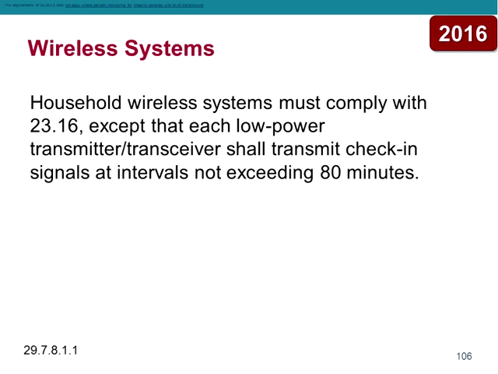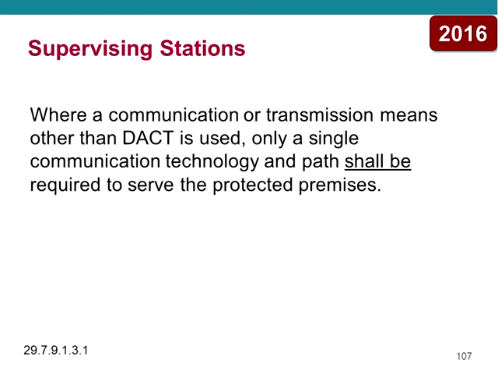Household wireless systems must comply with 2316, except that we don't have to check in except every 80 minutes or less. So that's the only real difference. Otherwise, household wireless systems are the same. I saw my first wireless system last week in Denver. It's pretty neat stuff. It's very good technology, especially in older buildings where you don't want to rewire.